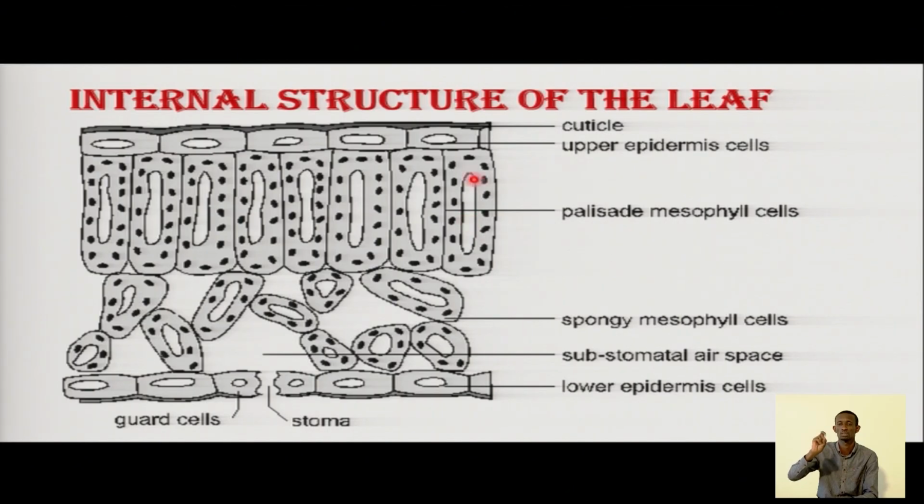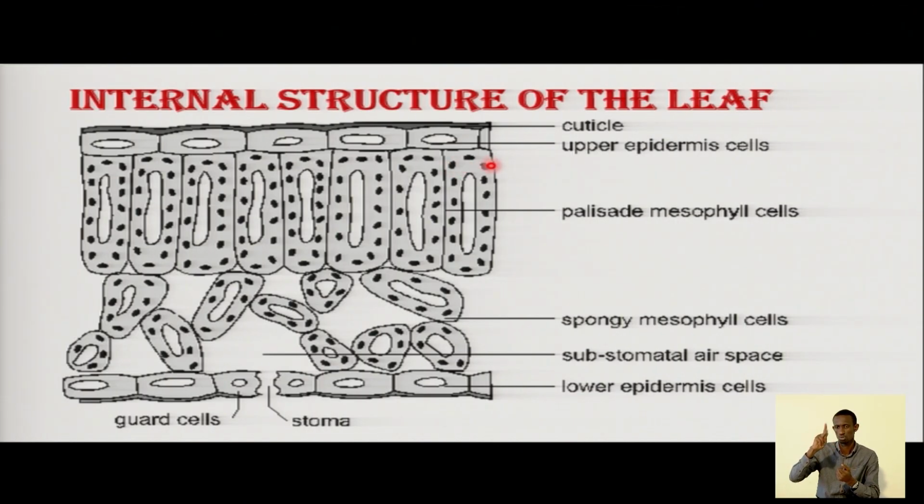This is a palisade mesophyll cell. This is another palisade mesophyll cell. And as you can see, these cells have the central vacuole. Remember, it's a plant cell. It has the central vacuole. It also has chloroplasts. These are chloroplasts.